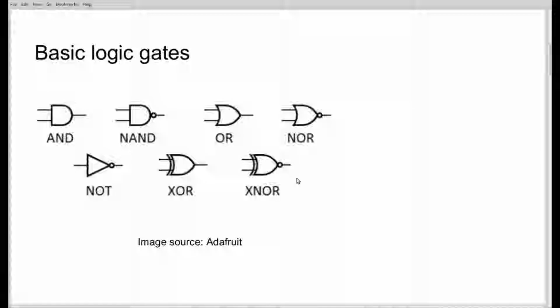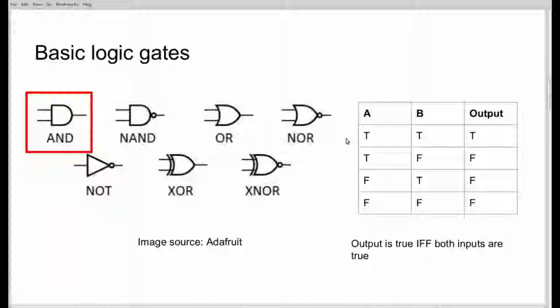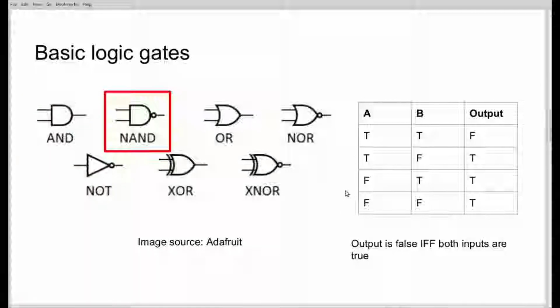So let's talk about the standard logic gates. The AND gate is a gate where the output is going to be true if and only if both inputs are true. So if either input is false, then the output is false. A NAND gate is essentially the inversion of an AND gate, and so the output is going to be false if both inputs are true, and it will be true otherwise. Note that in the schematic symbol for NAND, you can see a little circle on the output.